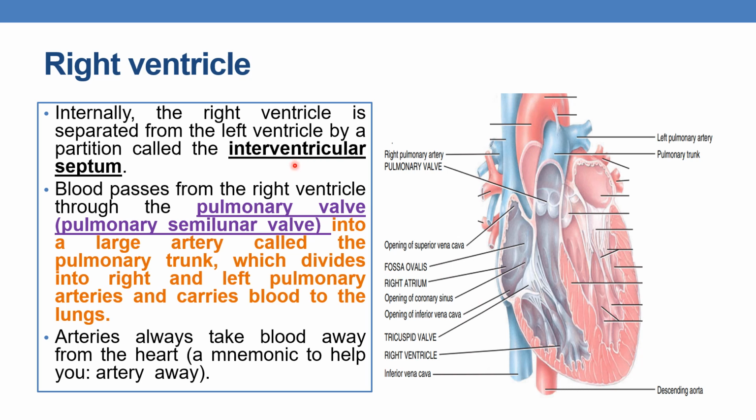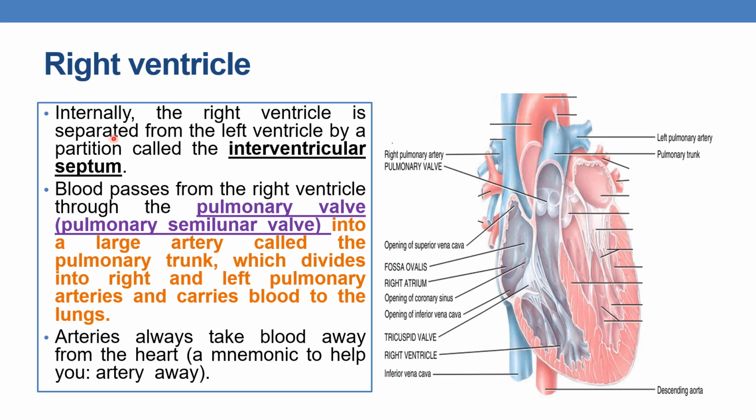Internally the right ventricle is separated from the left ventricle by a partition called the interventricular septum. Any septum, interauricular septum or interventricular septum, divides into right and left side. For example, the nasal septum also divides the nasal cavity into right side and left side. So the interventricular septum is a partition between the right and the left ventricle. This is the interventricular septum.